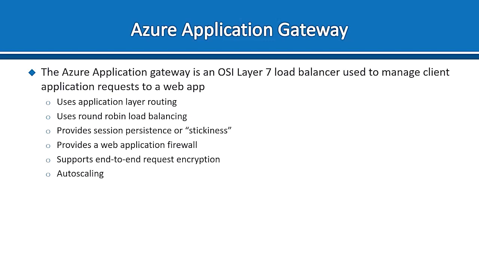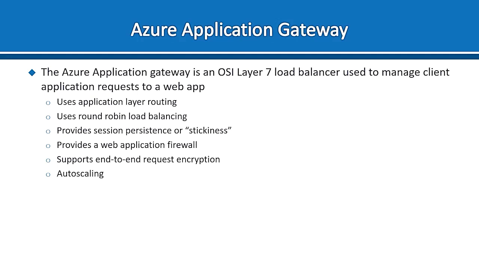Another option that we have is the Azure Application Gateway. This is an OSI Layer 7 load balancer that's used to manage client application requests to a web app. Well, with the load balancer that we were looking at before, that's really a Layer 4 load balancer. It's basically just going based off TCP port numbers. It's not actually able to understand application requests.